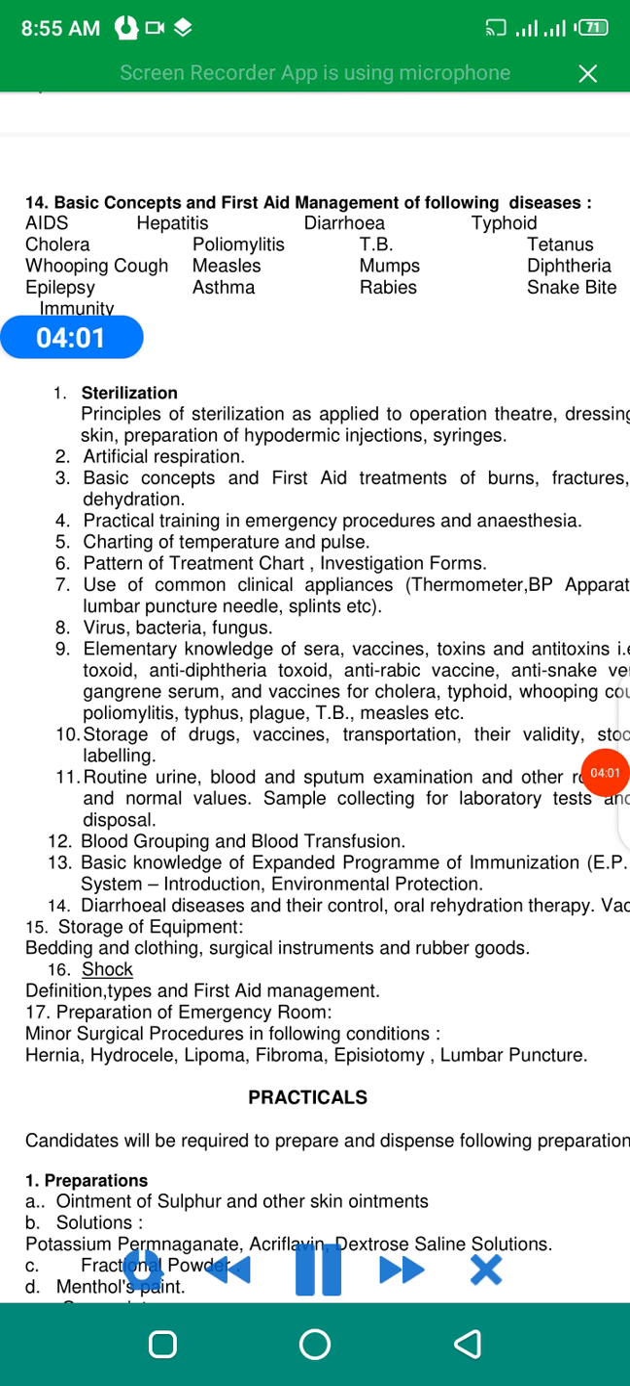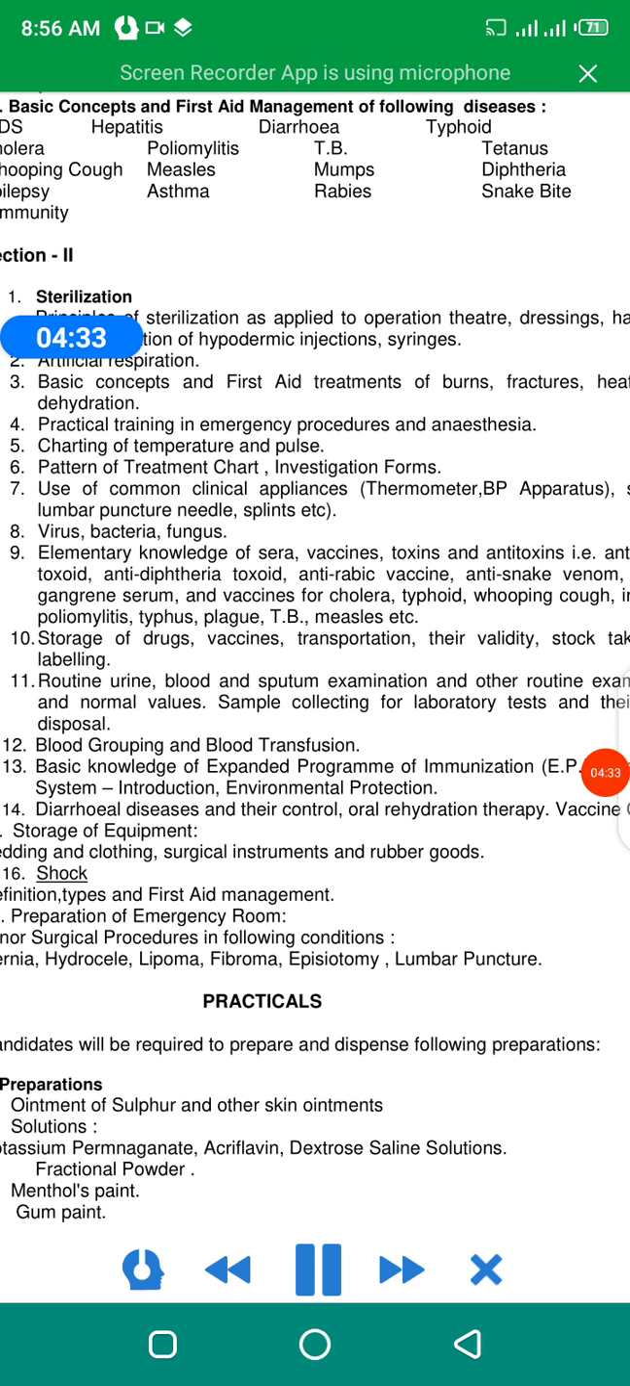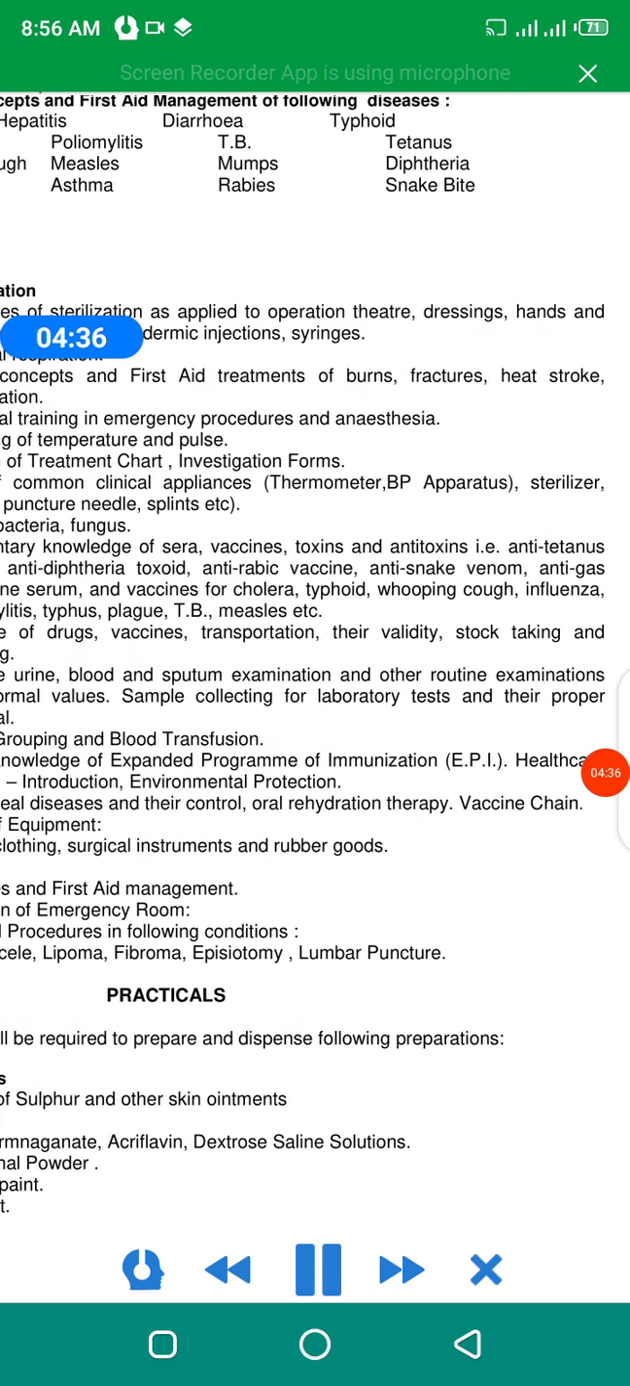1. Sterilization: principles of sterilization as applied to operation theater, dressings, hands and skin, preparation of hypodermic injections, syringes. 2. Artificial respiration. 3. Basic concepts and first aid treatments of burns, fractures, heat stroke, dehydration. 4. Practical training in emergency procedures and anesthesia. 5. Charting of temperature and pulse. 6. Pattern of treatment chart, investigation forms. 7. Use of common clinical appliances: thermometer, BP apparatus, sterilizer, lumbar puncture needle, splints, etc.